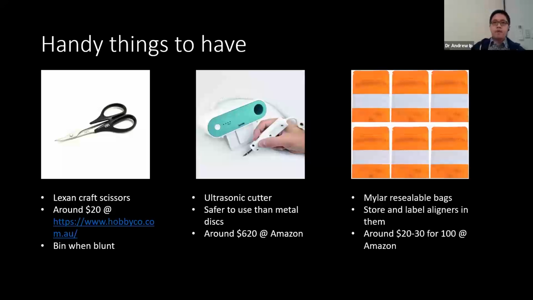And then you can use different bags. You can use Mylar. These are Mylar sealable bags. It just makes your presentation a bit more professional. And they're pretty cheap as well. And you can label them. They're very cheap. You can get them on Amazon. As I said, a lot of stuff you can get from Amazon. It's quite straightforward. Okay.